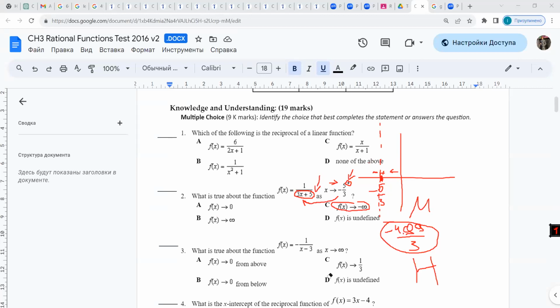And for Hala, is B correct for mine? So let's see. What is true about the function f of x equals negative 1 over x minus 3 as x approaches infinity, positive infinity? If you don't see minus, it means positive infinity. So basically, you're asked to check the end behavior. Let's see. The way I do it, I substitute just in my mind some big number like 10,000 or a million, whatever.